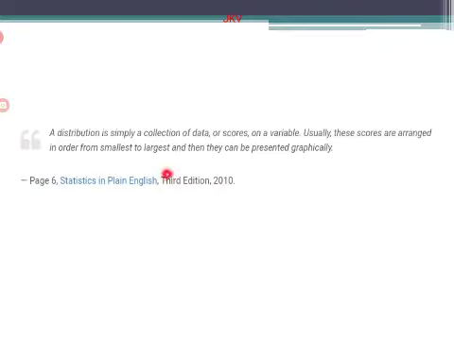So, first of all, coming to what this particular distribution is. As per Statistics in Plain English, 3rd edition 2010, a distribution is simply a collection of data or scores on a variable. Usually, these scores are arranged in order from smallest to largest and then they can be presented graphically. So, this can be called a distribution.